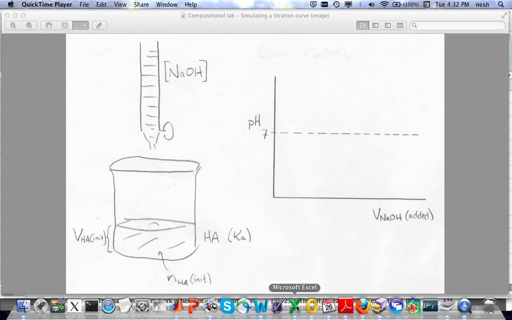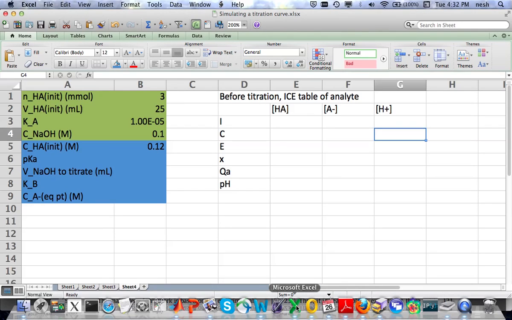So I'm going to jump over here to Excel now, and if you want, maybe you could set up your Excel sheet kind of like this. Of course, I've set up my own values that I'm going to use for demo, and you would put in your values here for the initial conditions.